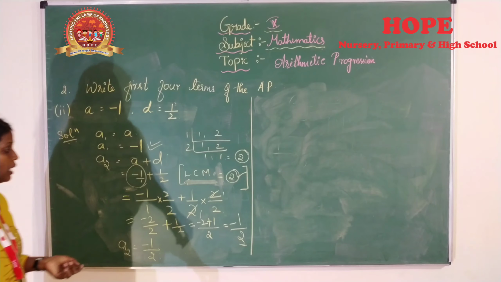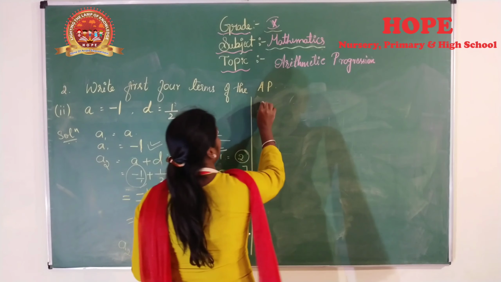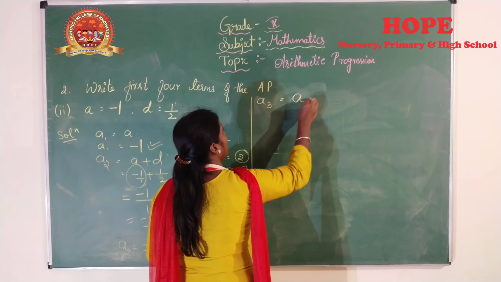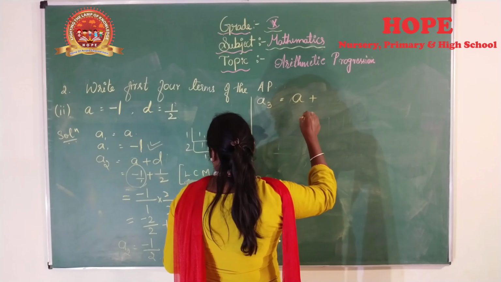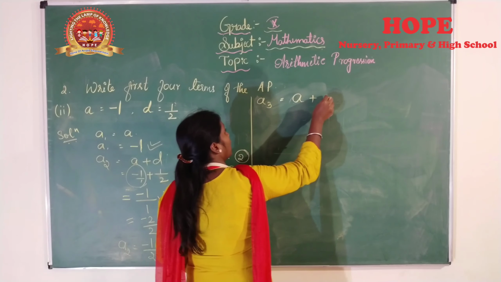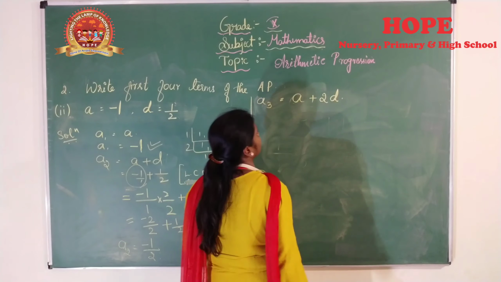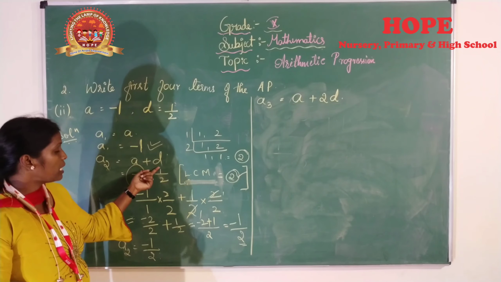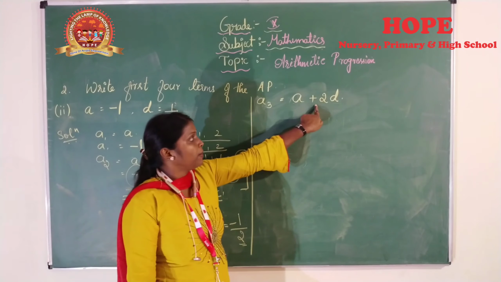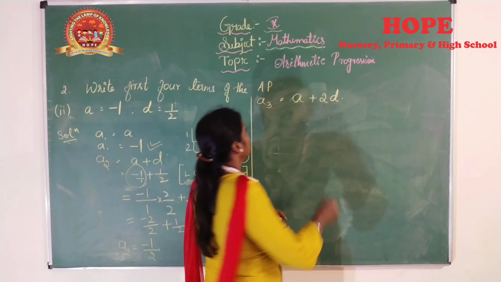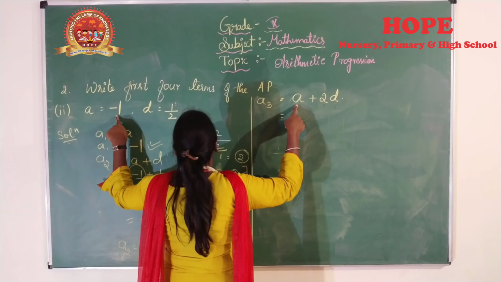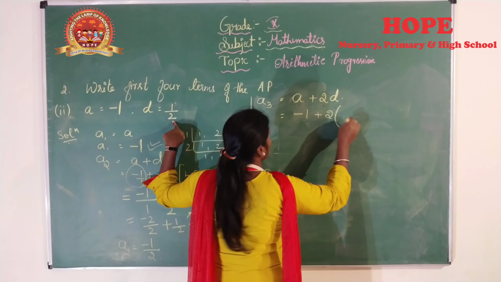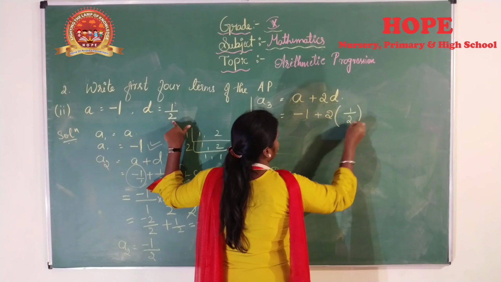Like A2 is equal to minus 1 by 2. Okay. Now we have to find out A3. A3 is equal to what? A plus 2 into D. See here we have done A plus D. For A3 we have to take A plus 2 into D. So the A with which they have given us minus 1 plus 2 into D. D value they have given us 1 by 2.